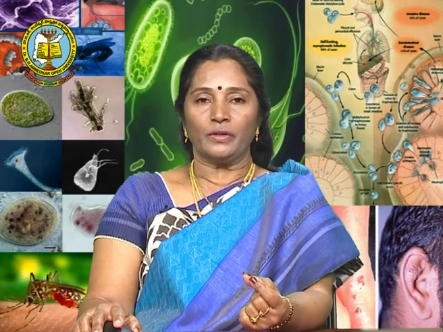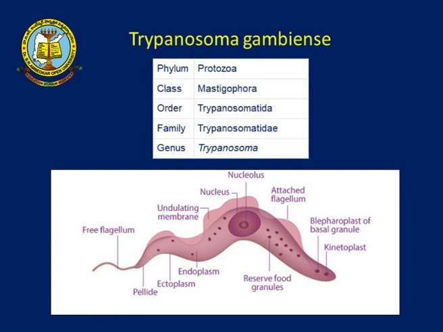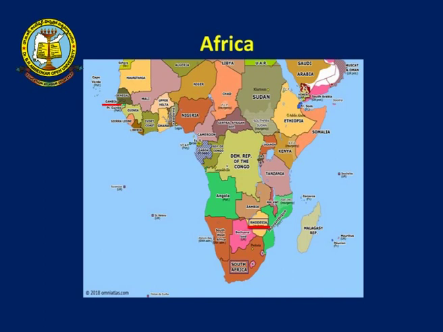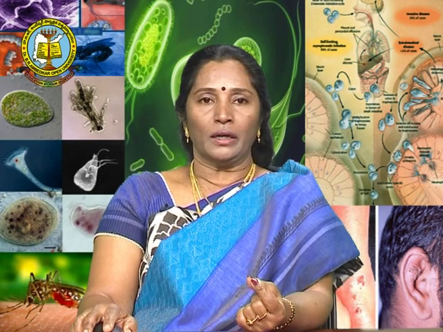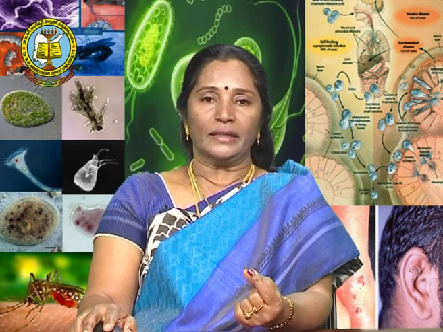Now, coming to the last one, Trypanosoma gambiense: phylum Protozoa, Mastigophora, because they have a flagella. The order is Trypanosomatida, family Trypanosomatidae, genus Trypanosoma. Now, this type of trypanosoma you can find in African countries, where there is Gambia on the western side of Africa, and there is Rhodesia on the eastern side of Africa. So, this trypanosoma occurs mostly in African countries.